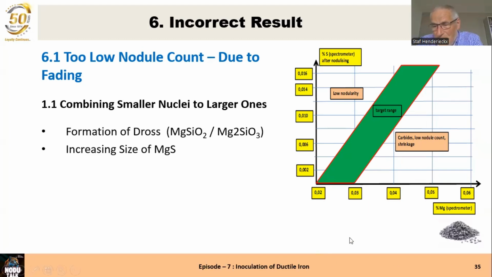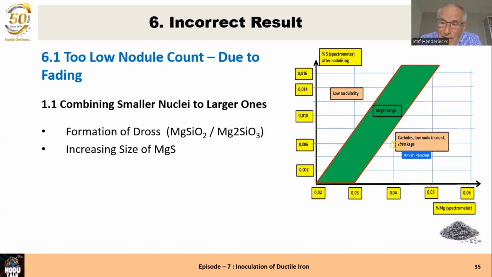You see at the bottom line is the magnesium content. If you combine that, gentlemen, with 0.006 sulfur and you have 0.04 magnesium, you will risk carbides, a low nodule count, and shrinkage. You can see that. Take the line from the sulfur 0.006, take the vertical line of magnesium 0.04, and you come not in the green area.